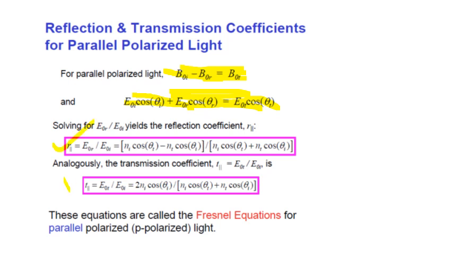This is the transmission coefficient and the reflection coefficient, but for the parallel component. These equations are called the Fresnel equations for the parallel component, for parallel polarized light. So now we have two similar results. Everything depends on what you are assuming: whether you are assuming the electric field as perpendicular or parallel.